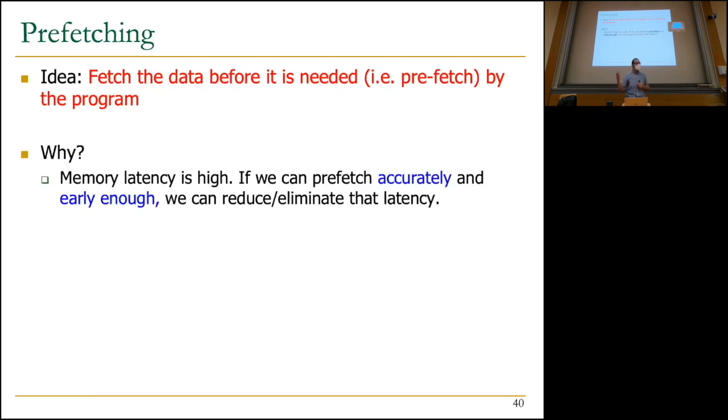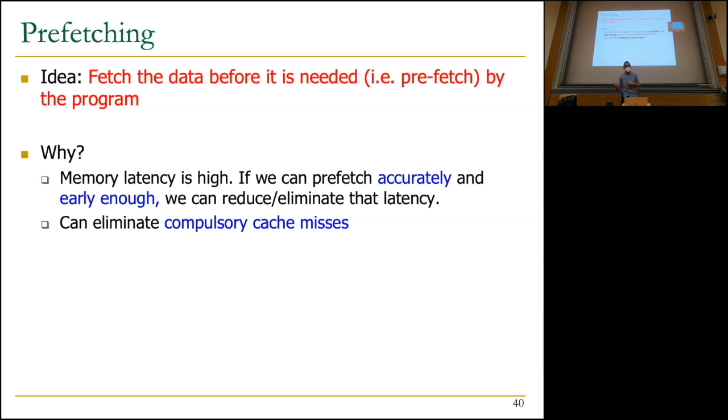In this particular case, we're going to talk about the memory hierarchy of a processor, right? And the reason we would like to do this is memory latency is high. If we can prefetch accurately and early enough, we can reduce or even eliminate that latency. If we get rid of memory latency such that everything is an L1 cache hit, that's great. And remember, that was our goal in the memory hierarchy. We have this memory hierarchy such that hopefully we always get L1 cache hits while getting the huge capacity of the entire memory hierarchy. And prefetching is an integral component.